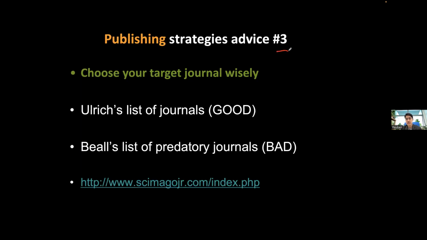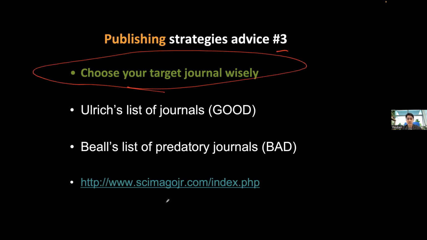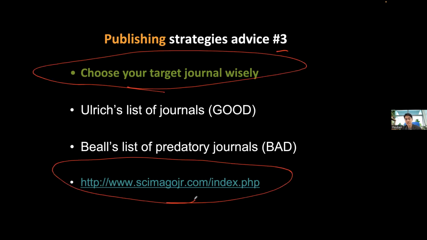Number 3, publishing advice is you really need to choose your journal wisely. Just now I gave you the website Scimago. That's a great place to check out for journals. Just type in a keyword there, like forestry. All those journals come out, but some of these journals are really bad. You want to avoid them, and they are called predatory publishers, predatory journals.